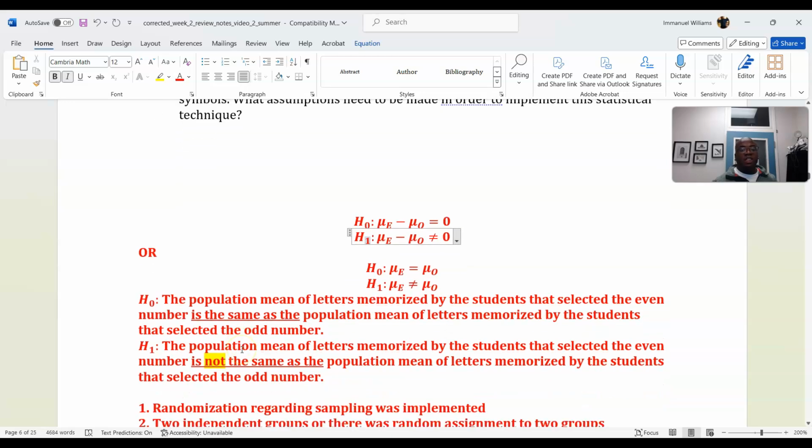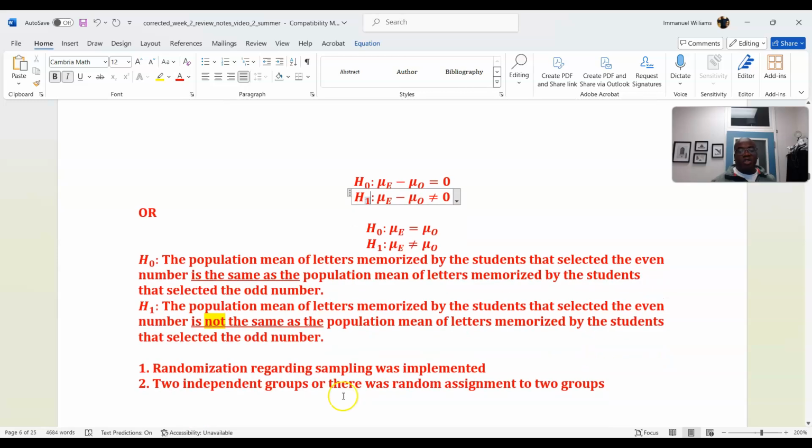The assumption is that data is random. Some randomization is implemented in terms of sampling, and there are two independent groups, or random assignment was done. Based on your experience of this example, which one do you think was done? Was it two independent groups or random assignment? Hopefully, you would have said random assignment.